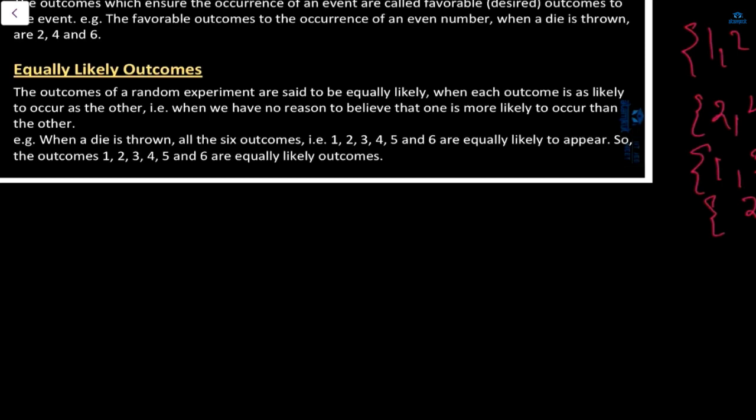For example, if I give you a special dice in which 1, 2, 3 are marked, and all the other faces are marked with 4, not 5, 6. So here it is not an equally likely event. There are more chances of 4 to occur. So this is not an equally likely outcome.